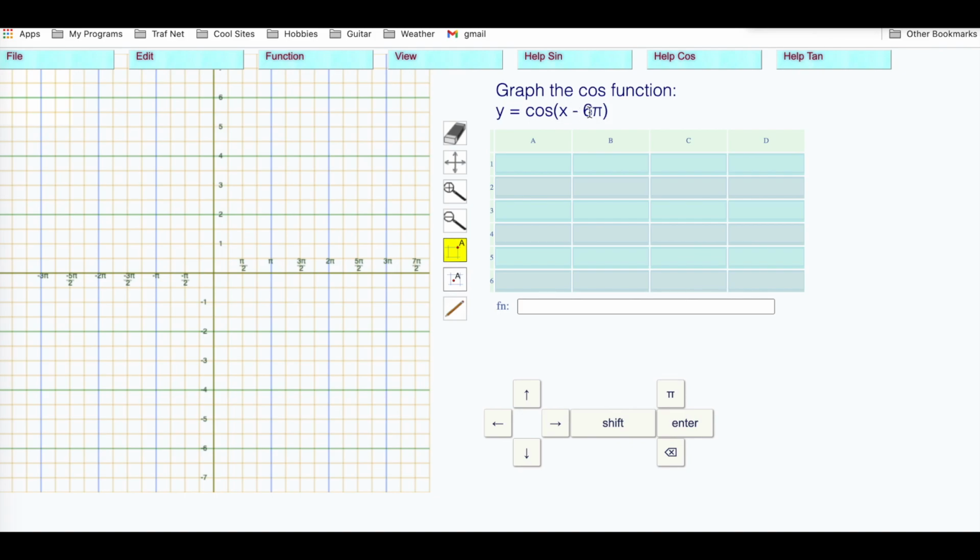Our h is plus 6 pi, and the period is 2 pi, right? So this is a multiple of 2 pi. I'm just going to leave my graph alone, not translate it at all. It's still going to be right.